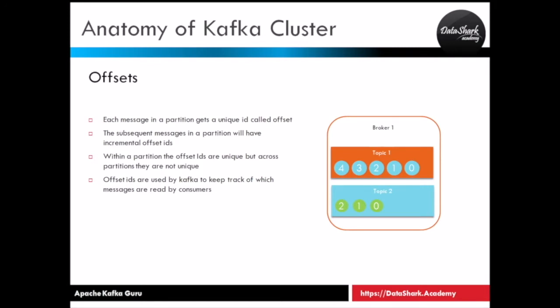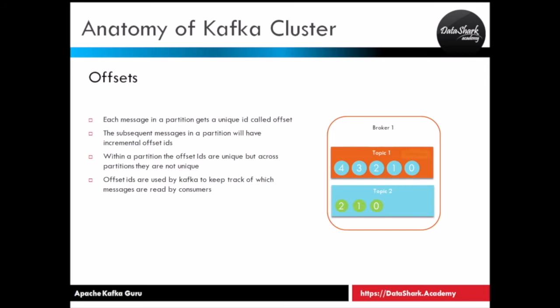Let's talk about offsets. So we know that a Kafka cluster is made up of one or more brokers, and within the brokers we have topics, and inside the topics you have partitions and the data. Now these data elements are ordered and given a sequence number, some kind of an ID, and that ID is called offset.